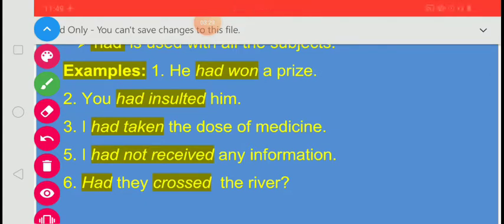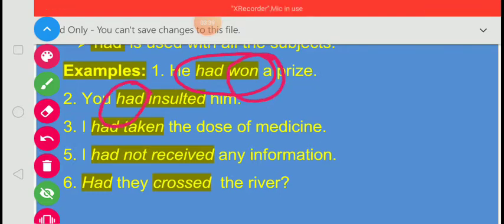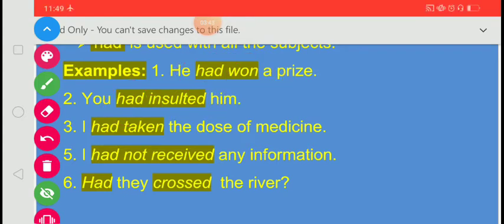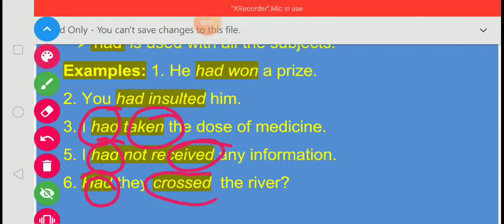So students, you can see that we use the helping verb had and the past participle form of the verb. Helping verb had and past participle form of the verb. Okay students, with all the subjects we use the helping verb had and the past participle form of the verb, that is the third form of the verb.